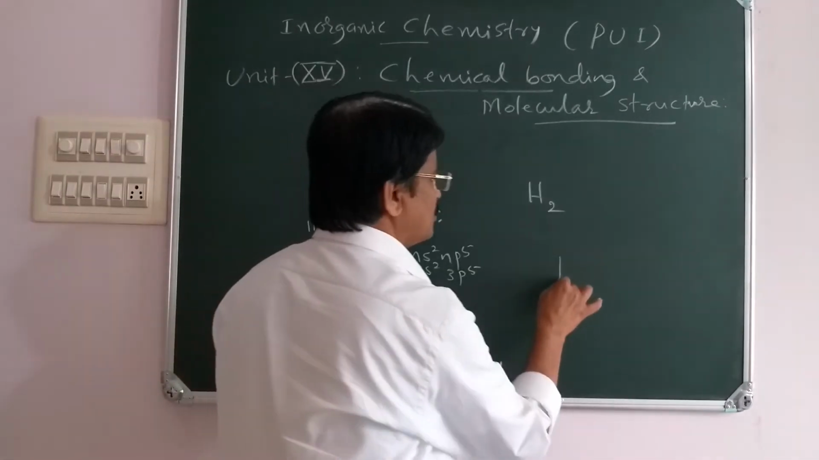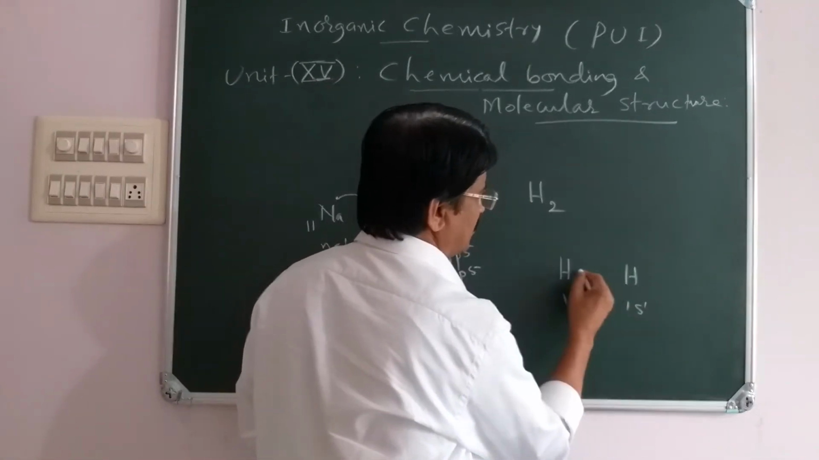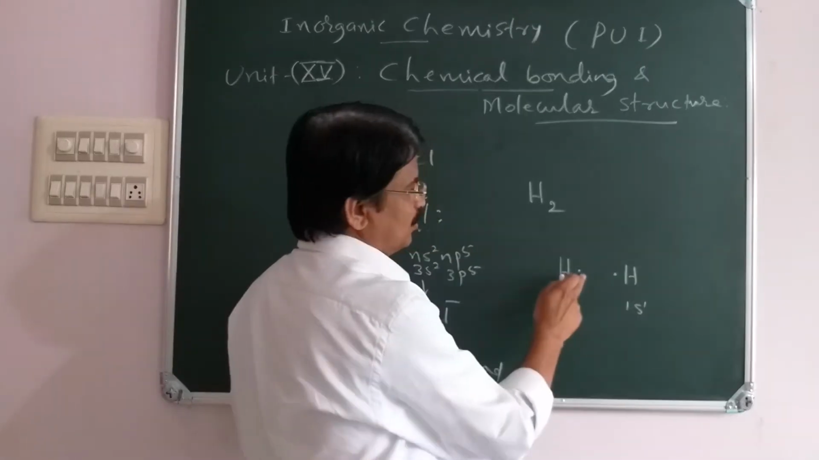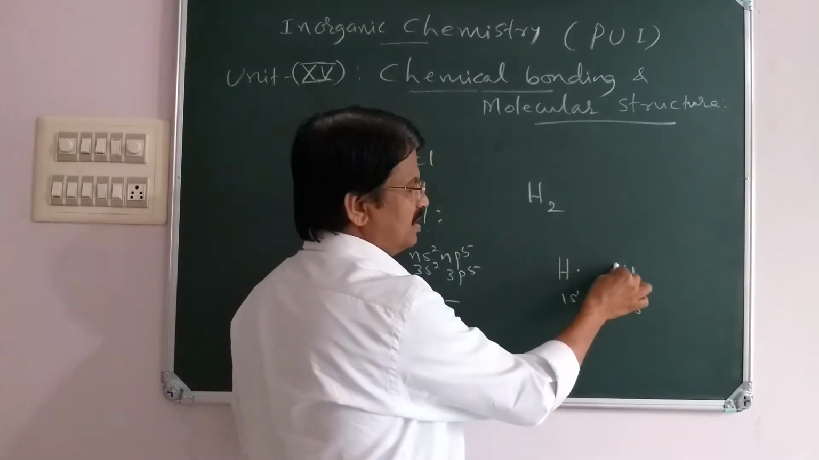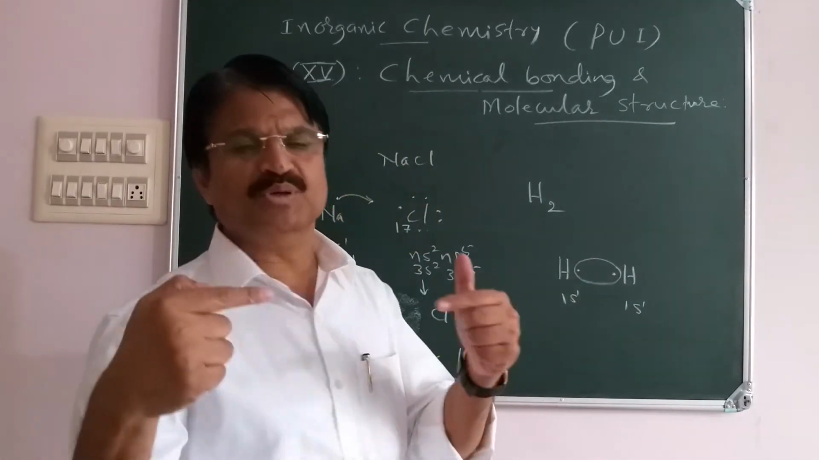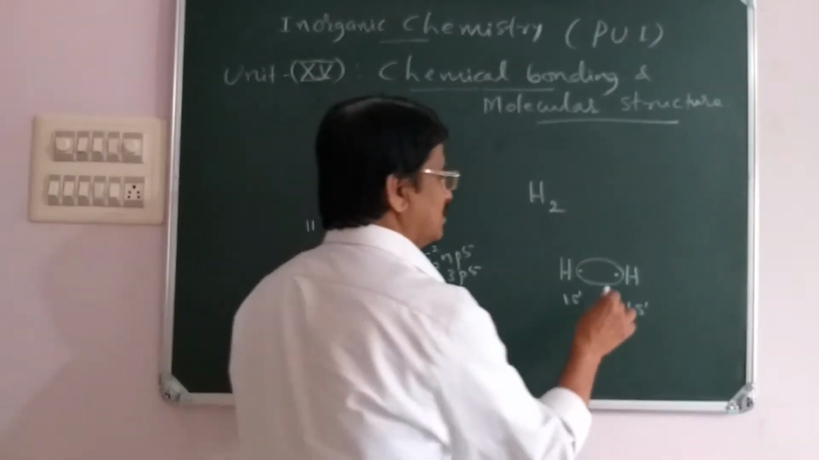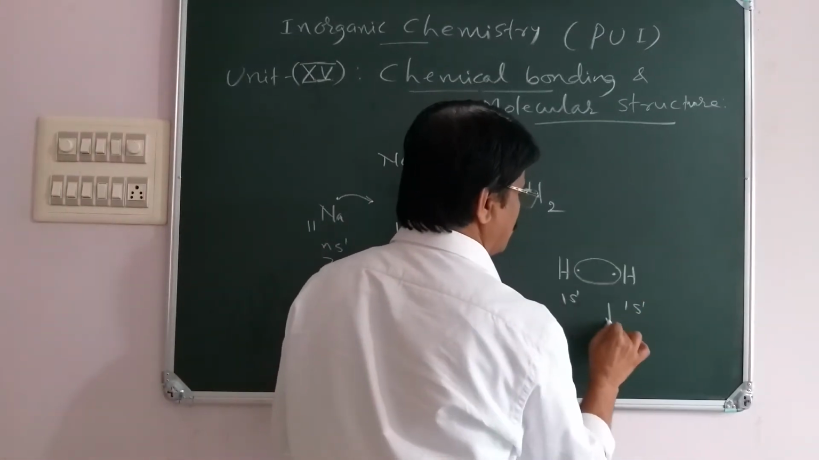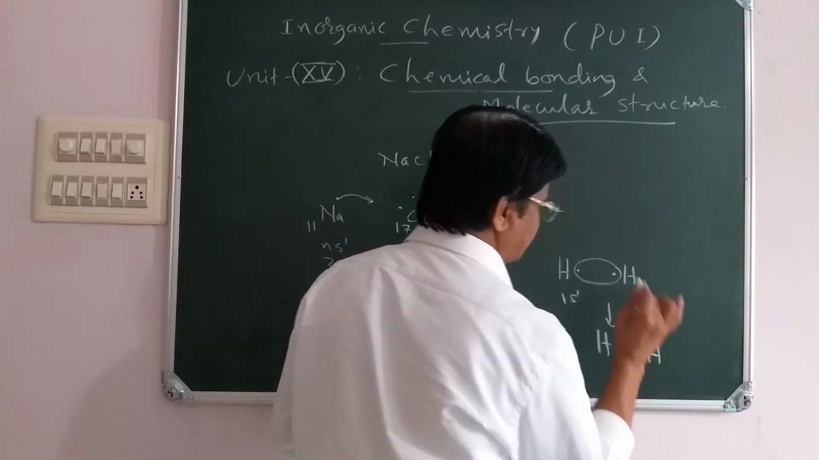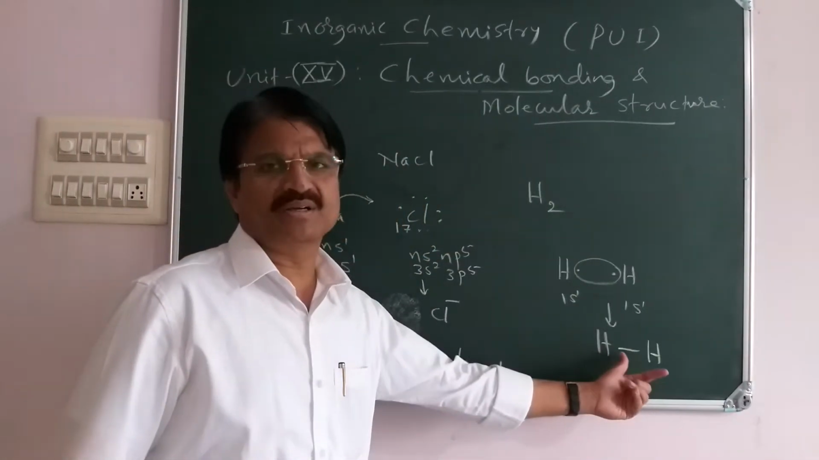And in case of hydrogen, 1s1, 1s1. Valence electron 1, valence electron 1, and these mutually share. There is a mutual sharing of electrons between the two atoms in the hydrogen molecule. Therefore, there is a formation of what? H-H. It is a covalent bond. These two atoms are held by a covalent bond.